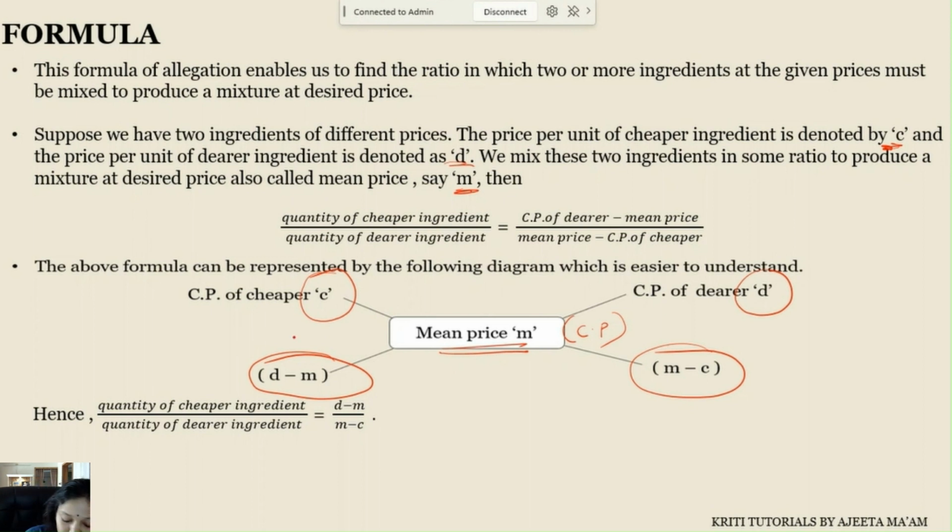So see here, below the cheaper we have D minus M. Below the dearer, we have M minus C. That's a very important point. So the quantity of cheaper ingredient upon the quantity of dearer ingredient is D minus M upon M minus C. So just remember that below the cheaper, we have D minus M. The numerators are the same: quantity of cheaper ingredient and D minus M, quantity of dearer ingredient and M minus C. So you will not get confused about the formula. That's a simple way to remember the formula. Now let's take a few numericals based on the same.